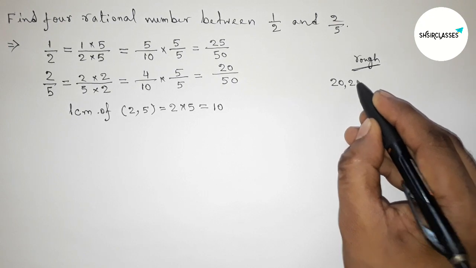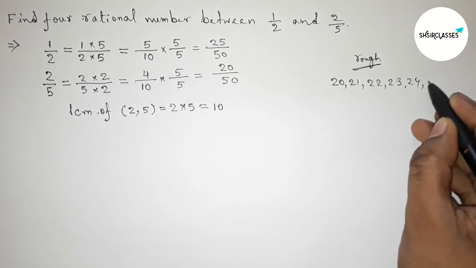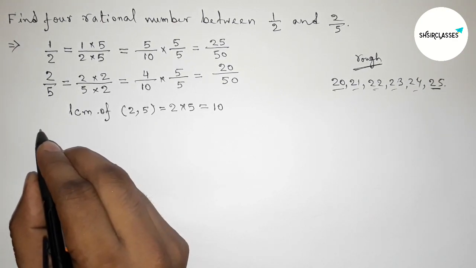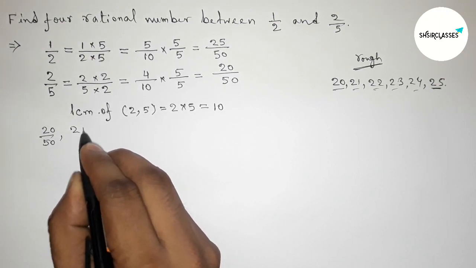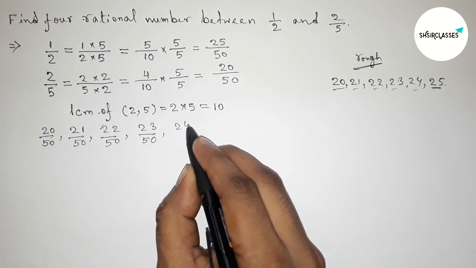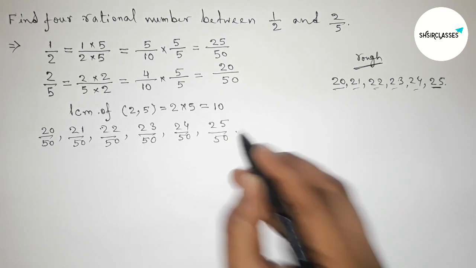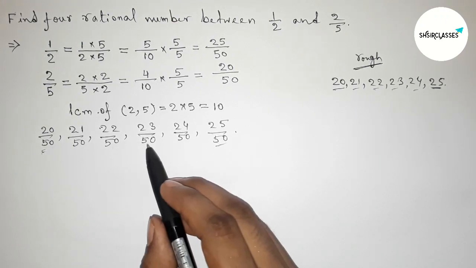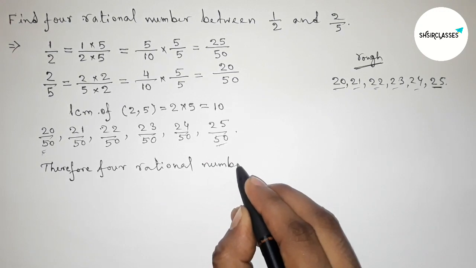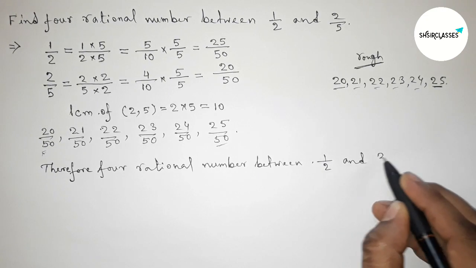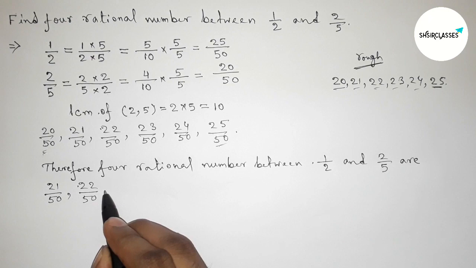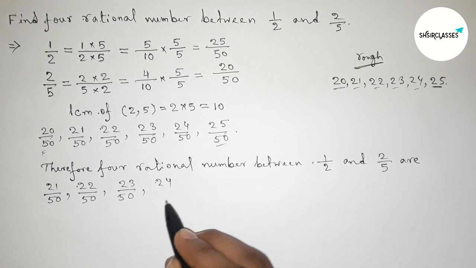Now write down all the integers between 20 and 25. Between 20 and 25 we can get 4 integers, and with these integers we can form rational numbers. First write down all the rational numbers: 20 by 50, then 21 by 50, then 22 by 50, then 23 by 50, then 24 by 50 and 25 by 50. Between these, the only 4 required rational numbers are, therefore, the 4 rational numbers between 1 by 2 and 2 by 5: first 21 by 50, then 22 by 50, then 23 by 50 and last 24 by 50.